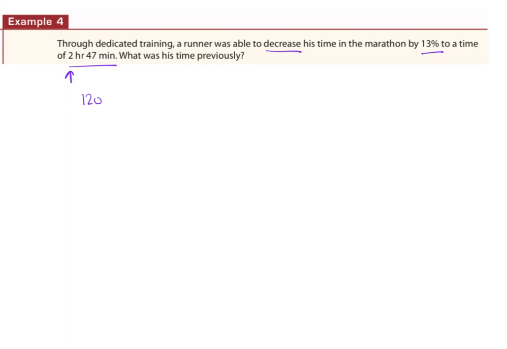120 plus the 47 minutes. So how many minutes altogether was his time? 167 minutes. All right. He decreased it by 13%. Well, in order to figure out how many minutes he decreased, I need to know what 13% of 167 is, right? So what do I need to do to that 167? I need to multiply by what? The 13%. How many minutes did he decrease?